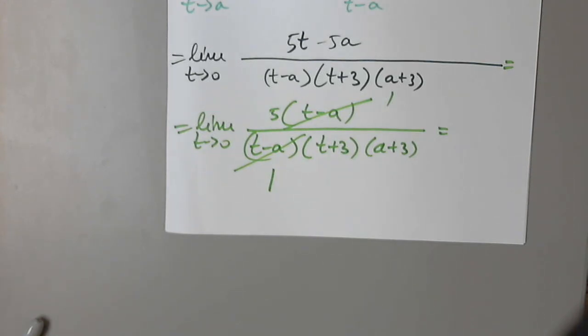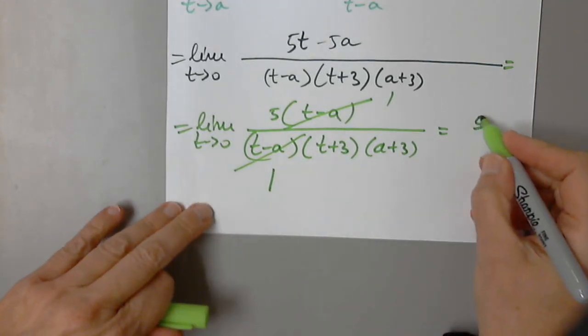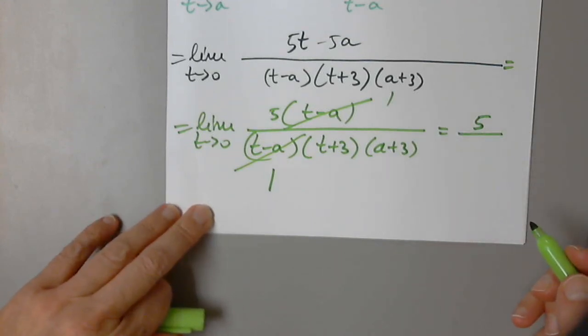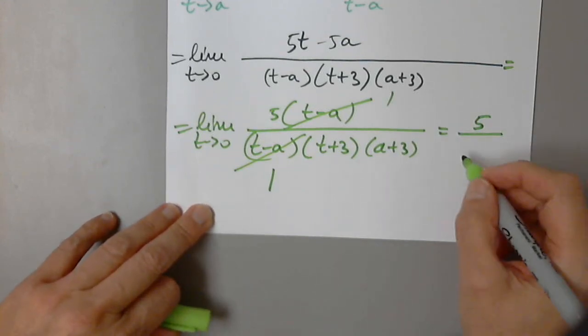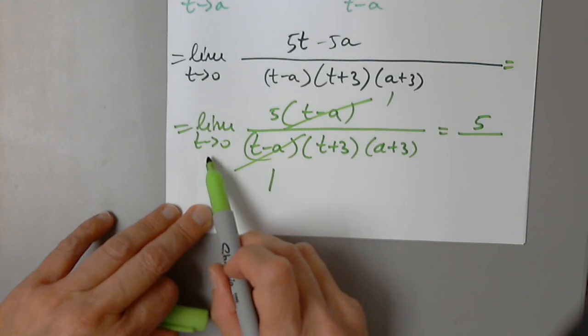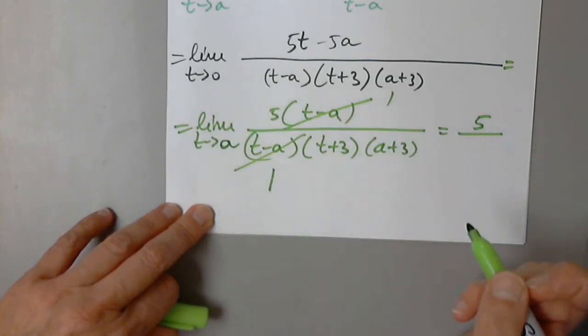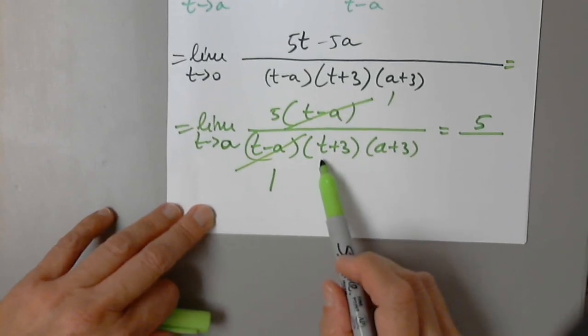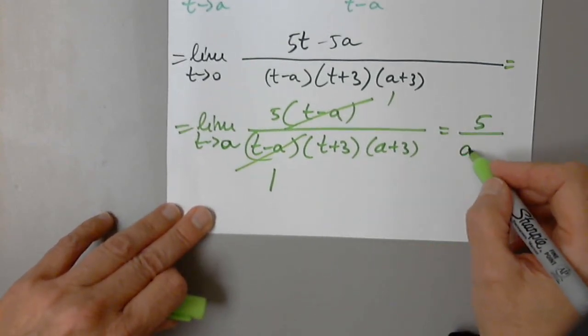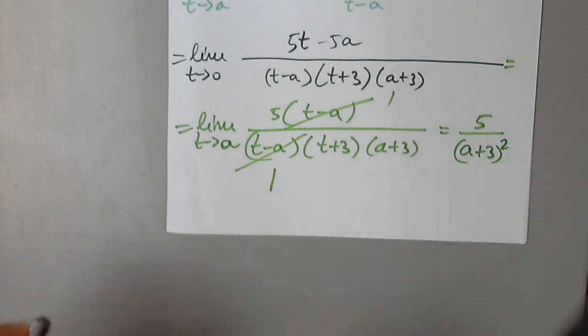The top goes to, perfect, the denominator goes to, so when t approaches 0, I'm sorry, of course. When t approaches a, I have a plus 3 to the second power. Thank you.